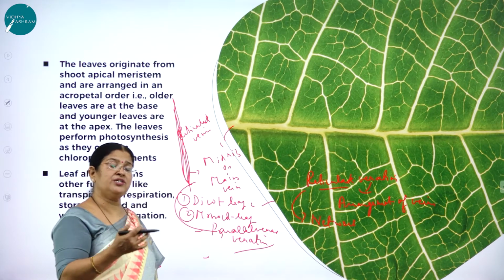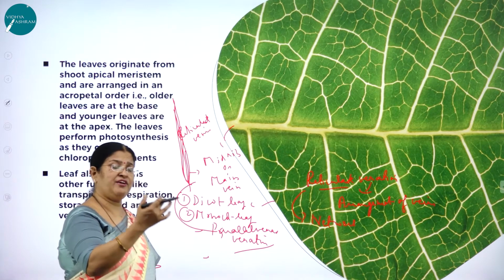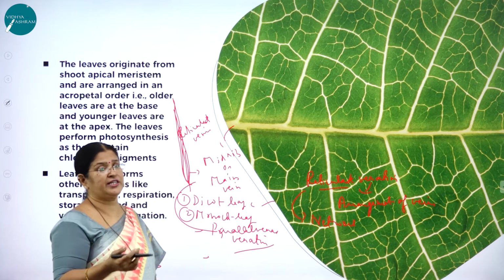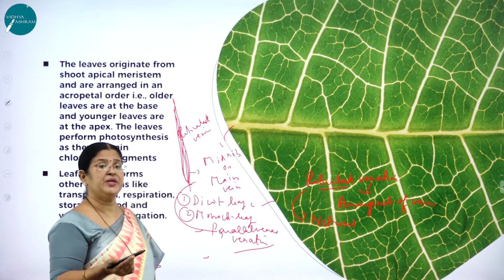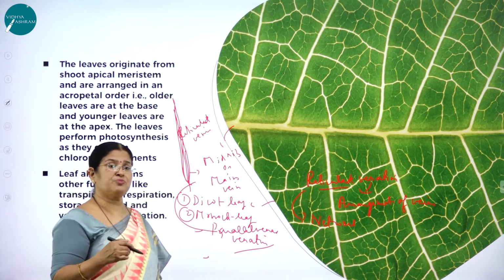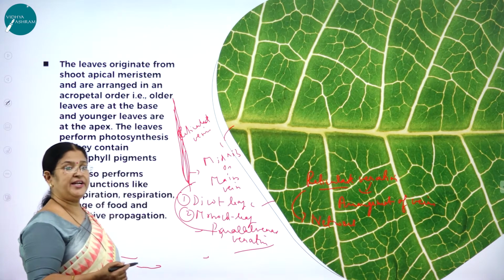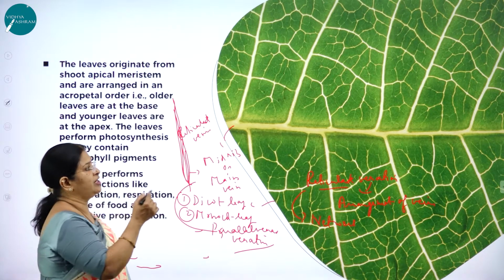How will they be arranged? Always the phloem will be above in a vein and the xylem will be below. So phloem is a food conducting or food transporting tissue, and xylem is a water transporting or water conducting tissue. So this is the picture of reticulate venation, that is of a dicot leaf.